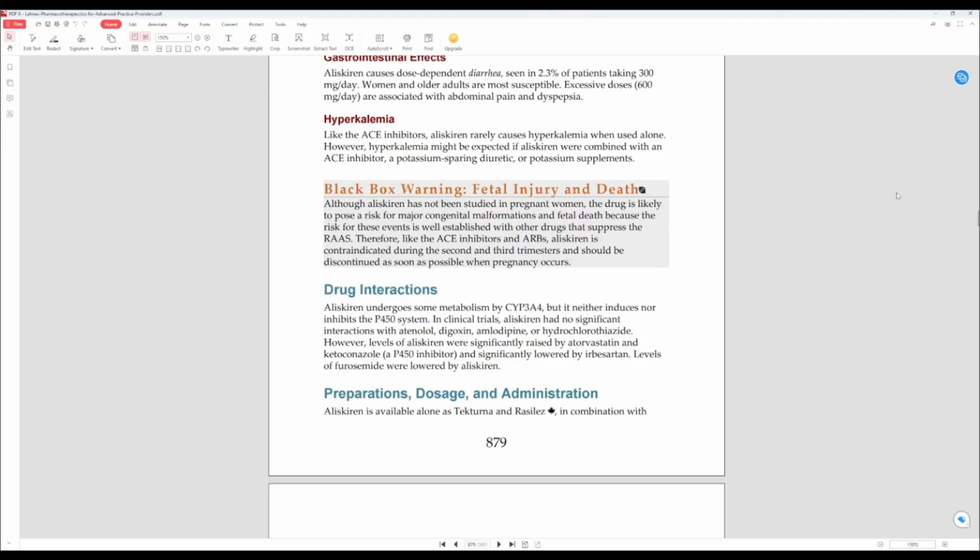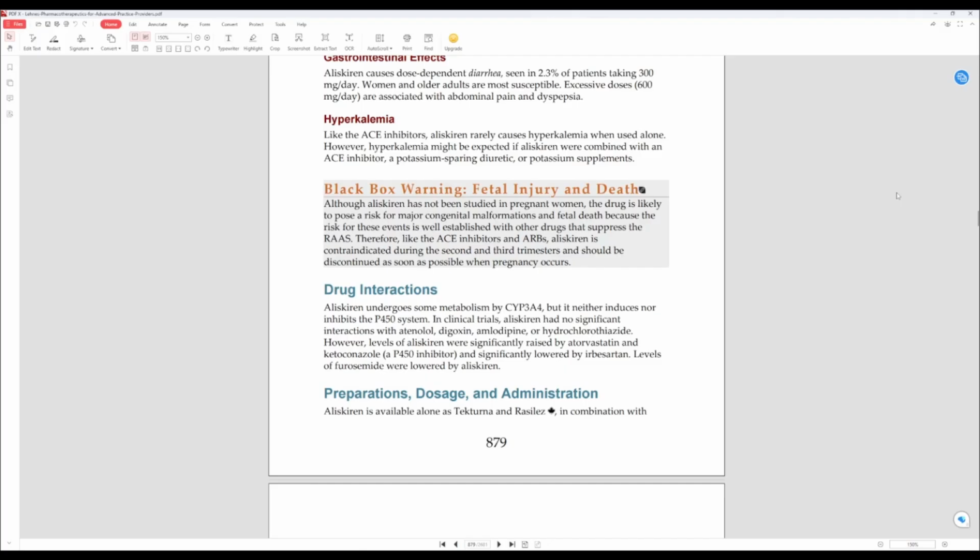Hyperkalemia. Like the ACE inhibitor, aliskiren rarely causes hyperkalemia when used alone. However, hyperkalemia might be expected if aliskiren is combined with an ACE inhibitor, a potassium-sparing diuretic, or potassium supplements.